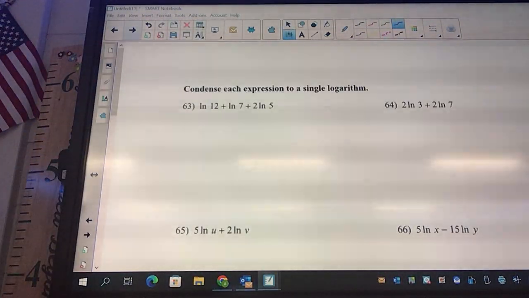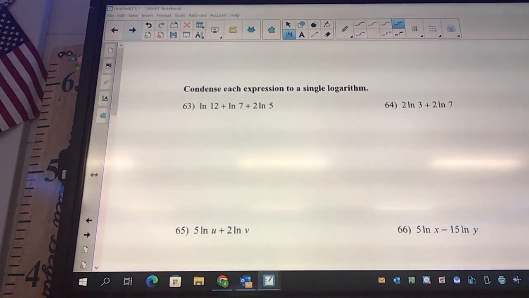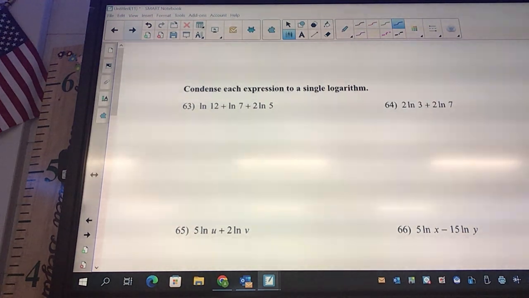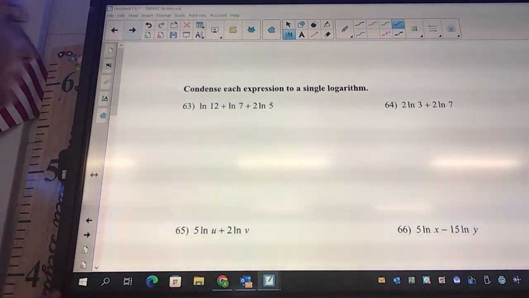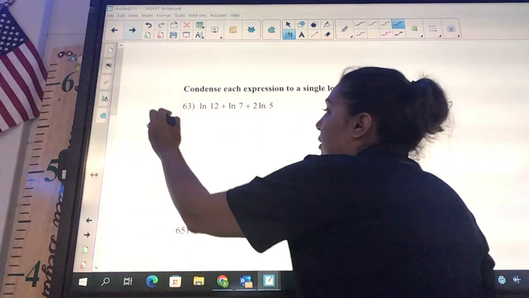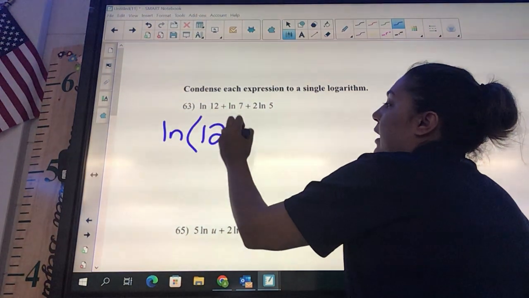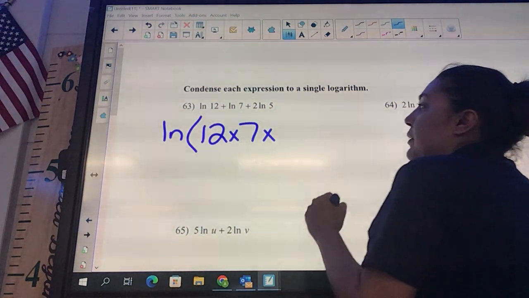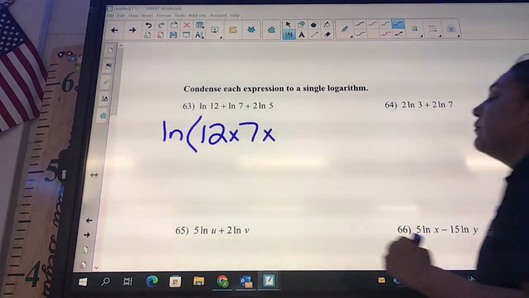Okay, last page. They're not much different. The only difference is instead of saying log, it says natural log, but the rules are the same. What does plus go with? Multiplication. What does minus go with? Division. But the process is the same. So this is plus, so it's going to be multiplication. So it's going to say natural log of 12 times 7 times what? 5 squared.